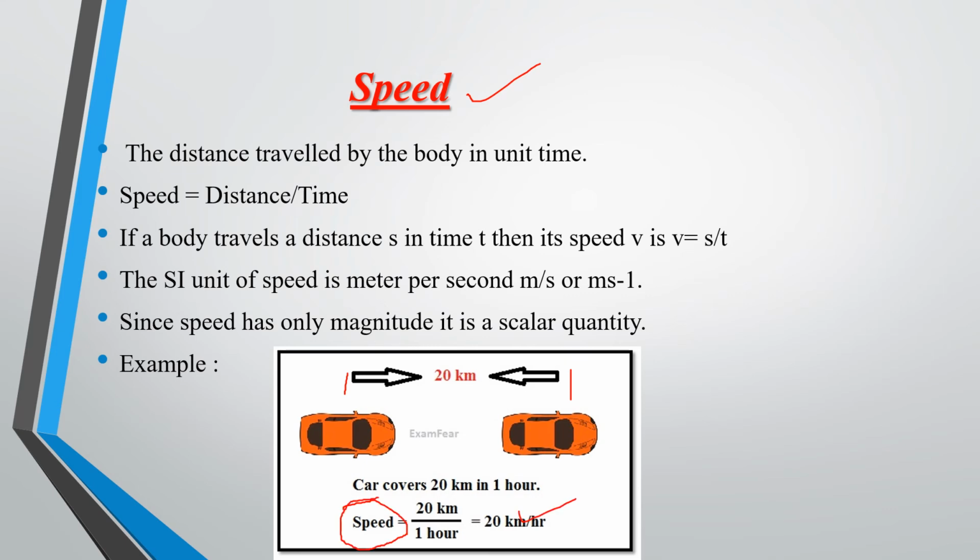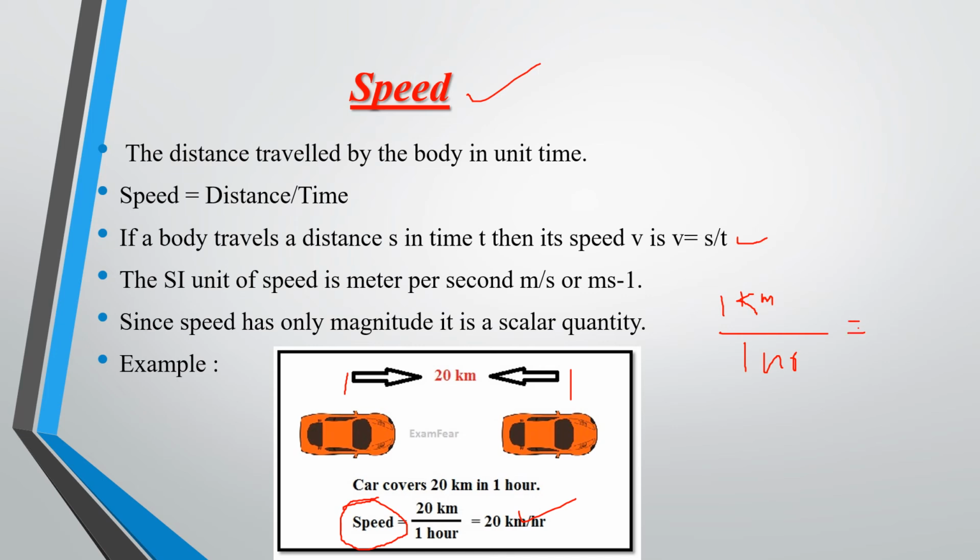If a body travels a distance s in time t, then its speed v, mathematically, is s by t. The SI unit of speed is meter per second. Also we can say kilometer per hour. And if you want to convert kilometer per hour, that is 1000 meters divided by 3600 seconds. That means 1 kilometer per 1 hour, which is equal to how much?